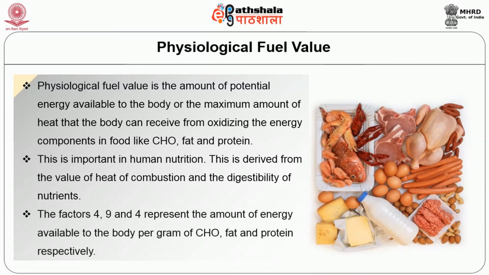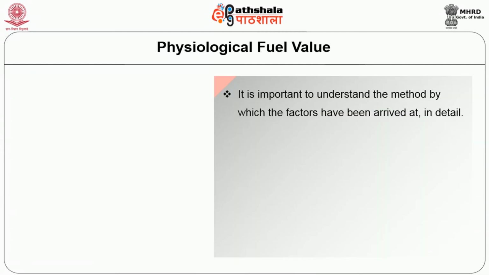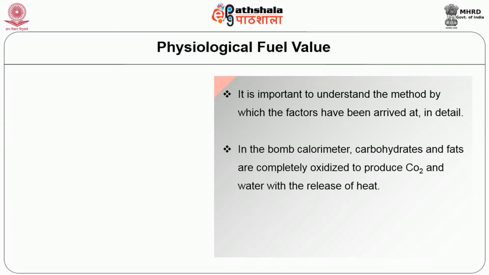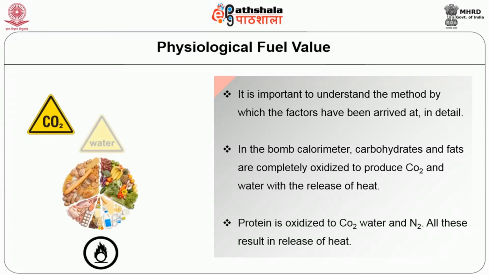The factors 4, 9 and 4 represent the amount of energy available to the body per gram of carbohydrate, fat and protein respectively. It is important to understand in detail the method by which the factors have been arrived at. In a bomb calorimeter, carbohydrates and fats are completely oxidized to produce carbon dioxide and water with the release of heat. Protein is oxidized to carbon dioxide, water and nitrogen. All these result in release of heat.